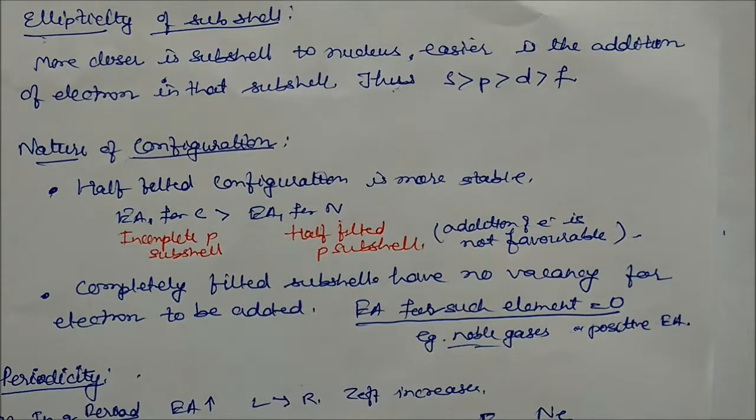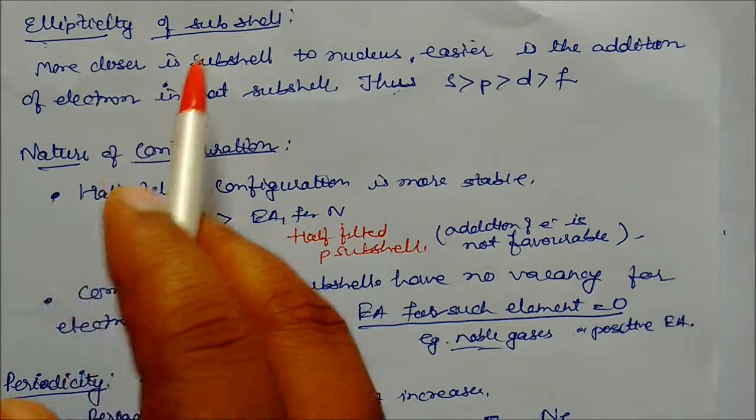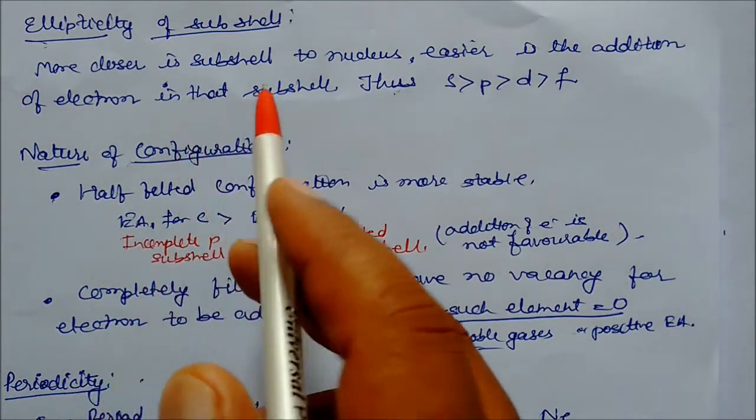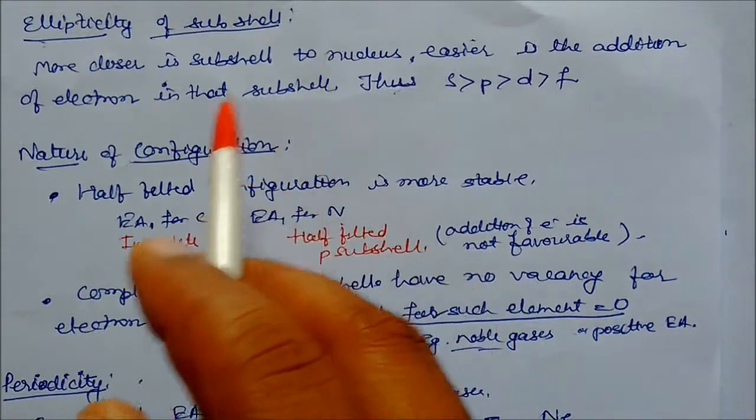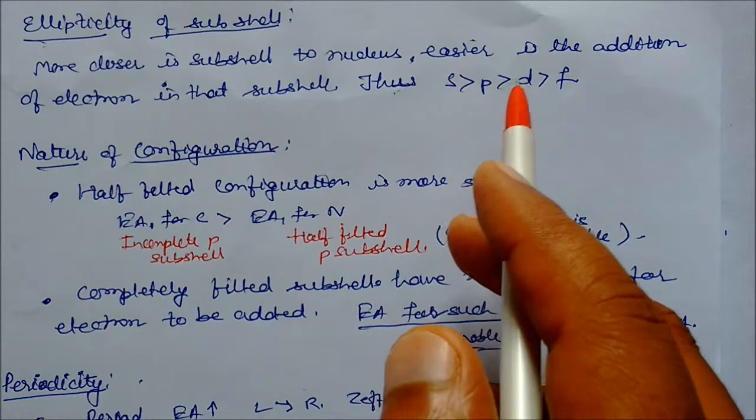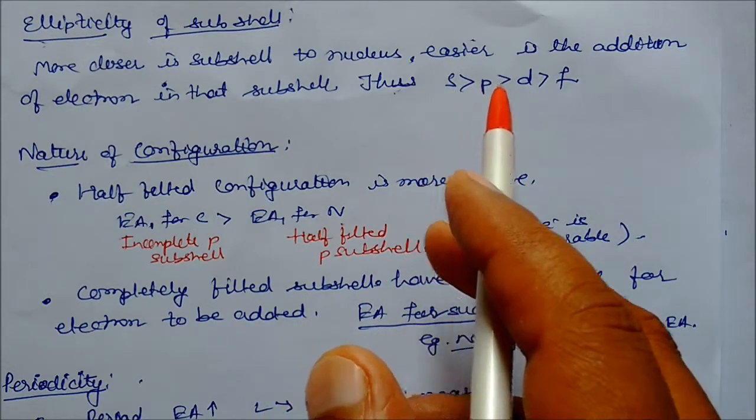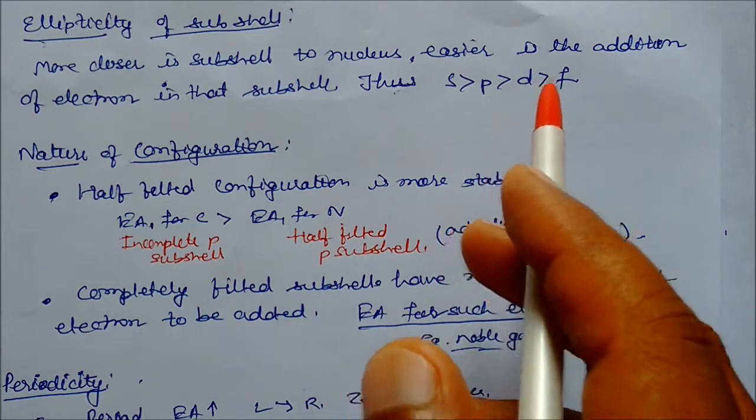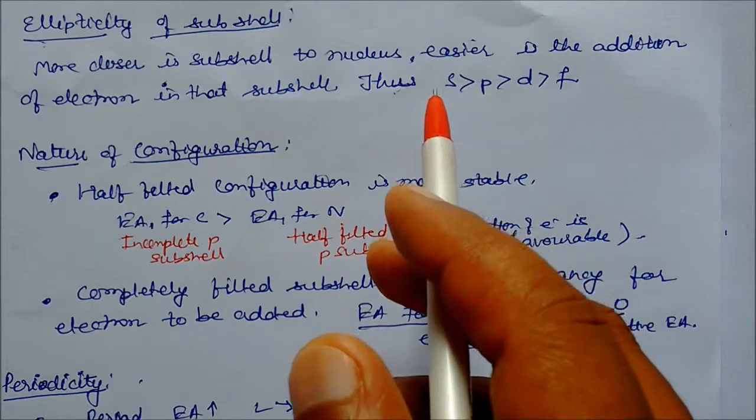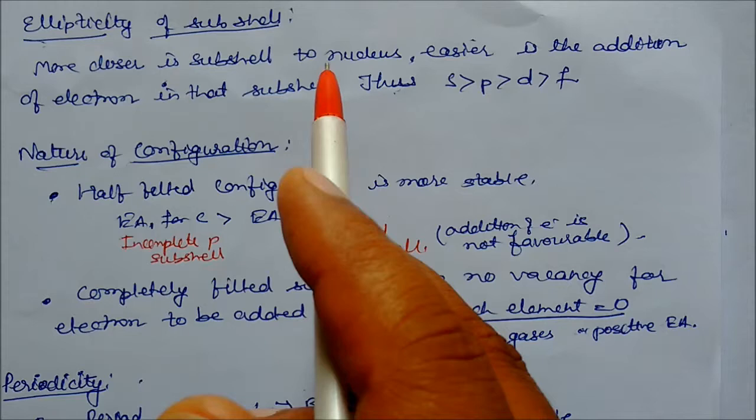Third, the stability of the subshell. That means s, p, d, f. The closer the subshell, the easier is the addition of an electron in that shell. If the subshell is closer to the nucleus, addition of an electron will be very easy. So s is very close, p is close, d is close, f is close. So here it will be easy to add an electron. Here it is easy, but here it will be difficult to add an electron. Why? Because if you add it, it will not be accepted, but here it will be easily accepted. So the stability of the subshell also depends on the electron affinity.